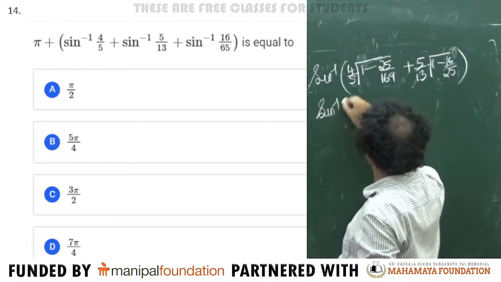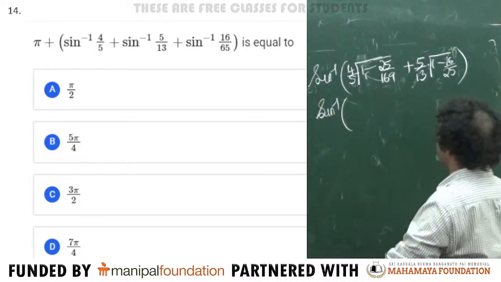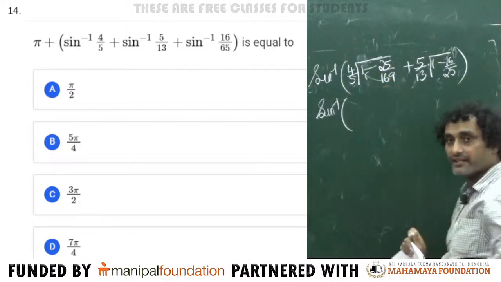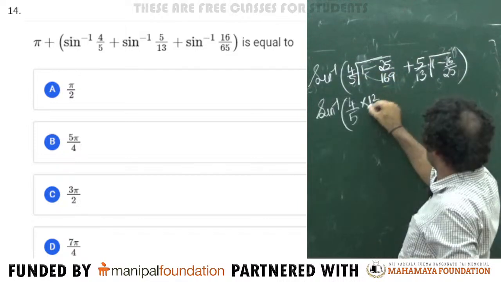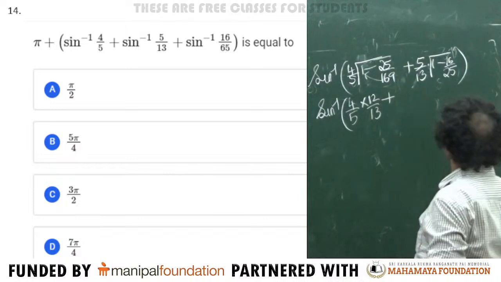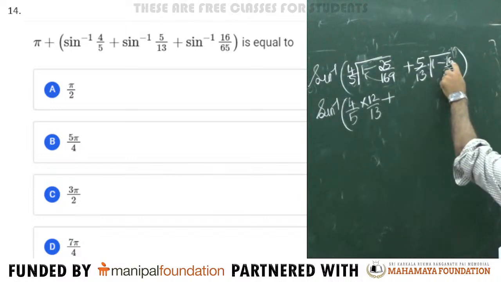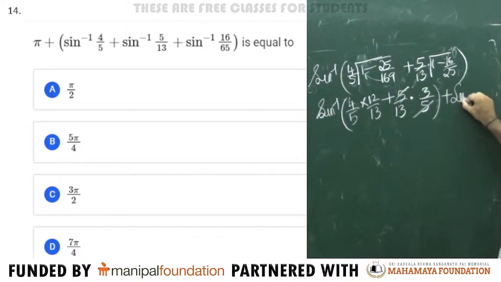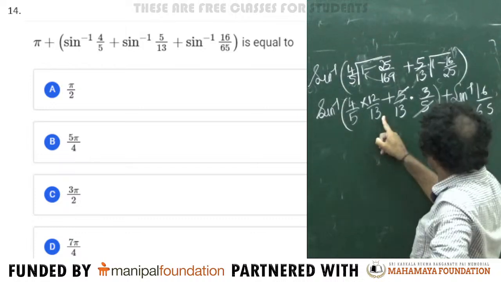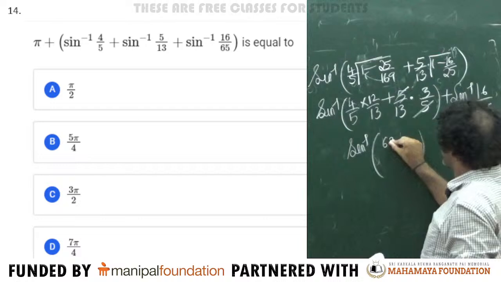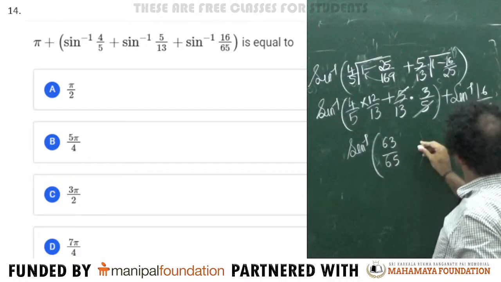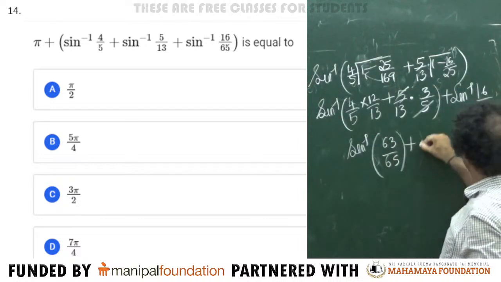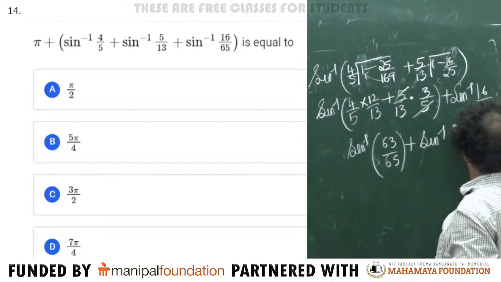So, isn't it sine inverse? When you bring it up, isn't it 169 minus 25, which makes it 144, plus, isn't it 25 minus 16, which is 9 by 25, will help us. Sine inverse, what's the other thing? 16 by 65, yeah. So, this is 48 by 65 plus 63 by 65, plus sine inverse 16 by 65.